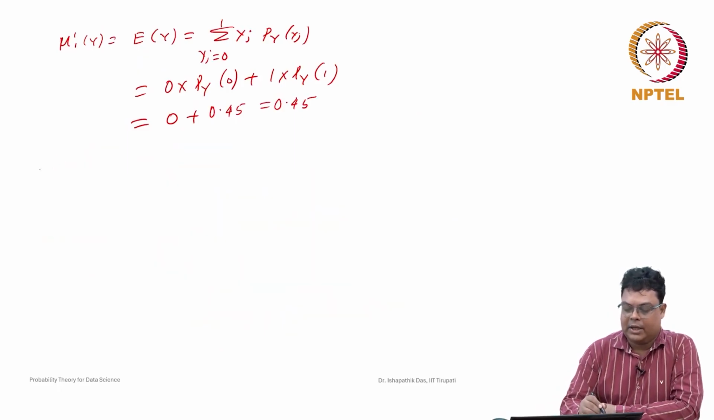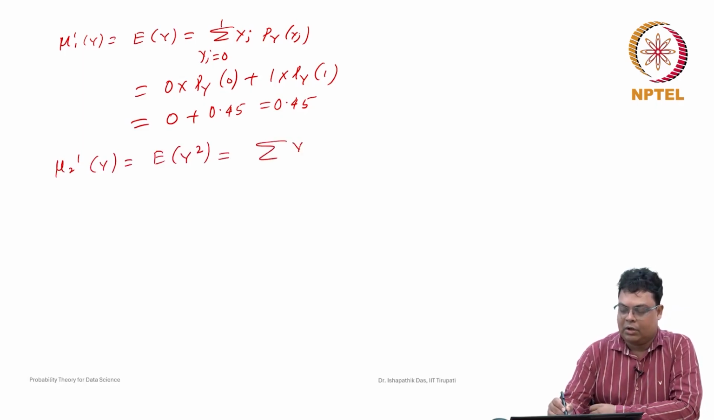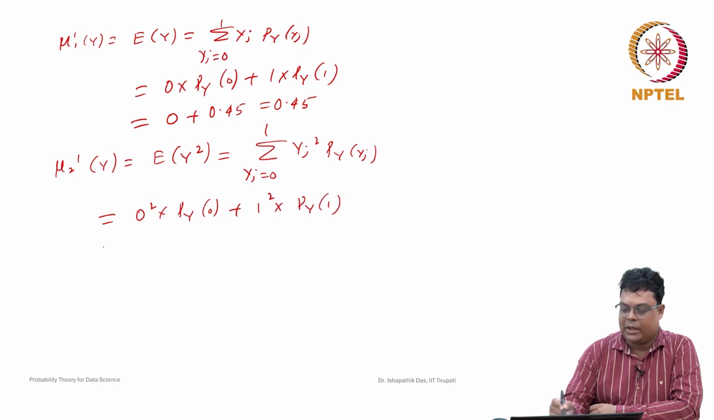And then similarly we can find the expected value of y square. This is mu2 dash y. This is the expected value of y square. So this is nothing but, by definition, summation of y square p of yj. What are the possible values yj can take? Yj can take 0 and 1. So this is 0 square into py of 0 plus 1 square into py of 1. So this is 0 plus 1 into py of 1. Already we know that this is 0.45. This is nothing but 0.45.